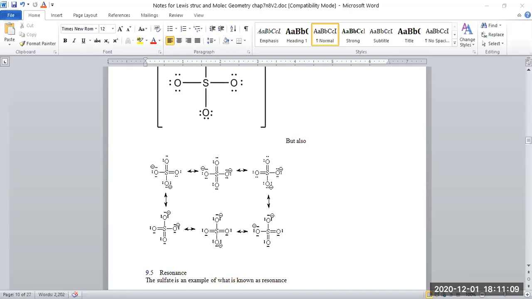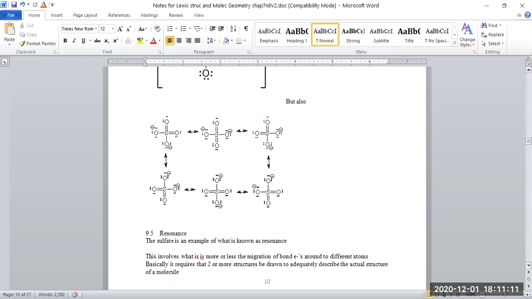And there is a name for this. This is known as resonance. This rotating set of pictures is actually the true reality of the situation. Now, because they are in constant motion, you get stability.